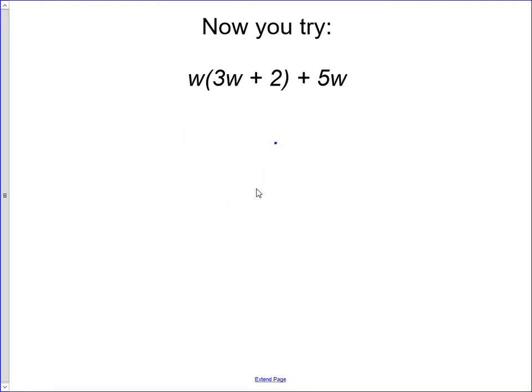And here's another example. We've got the expression w times the binomial 3w plus 2, and added to that 5w. So let's take a look at what that's going to look like. Again, I've color-coded what's inside the parentheses, so it's easier to see what's going on. I know that we're going to distribute this w across the sum inside the parentheses.